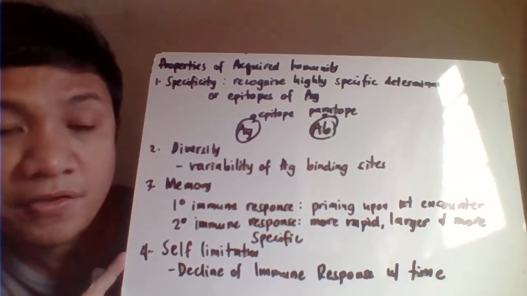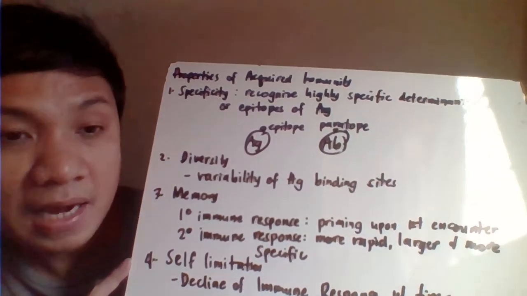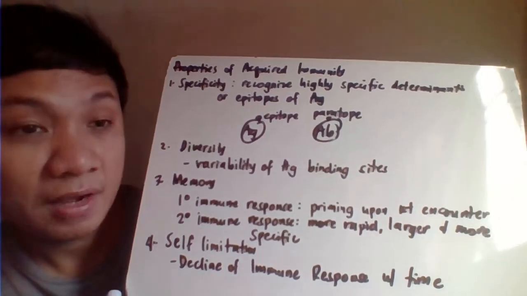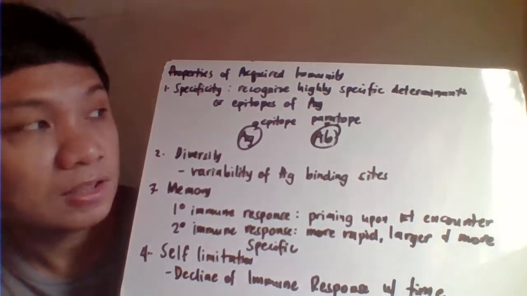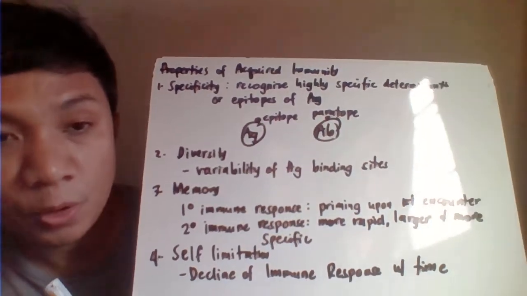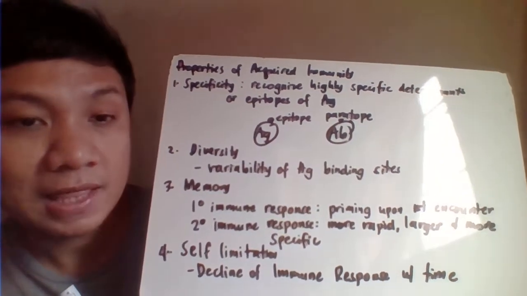The ability of your sensitized T lymphocytes and B lymphocytes to recognize the same antigen encountered previously during the first encounter would be highly dependent on the epitope and the paratope. We have the term epitope here. The epitope is the binding site of your antigen. The paratope is the binding site of your antibody.